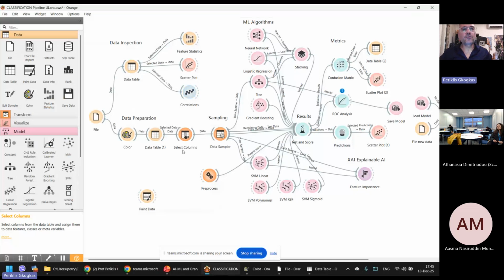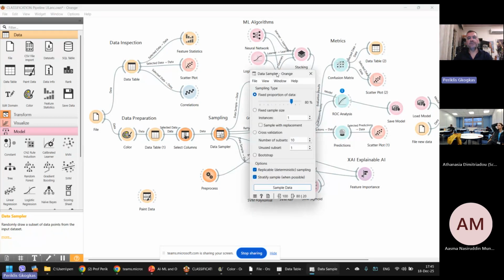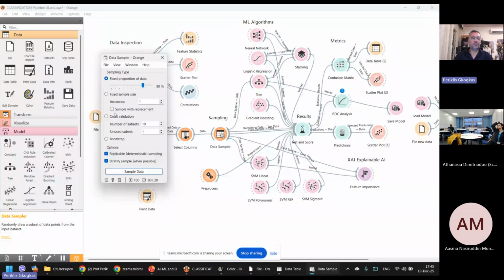Okay, this is for the select columns. Now we go to the next node, that is the data sampler. In this case now, the only thing you need to do is, this is the place where we define 2 different subsamples of our full set of data. Here we define the training and the validation data sets.